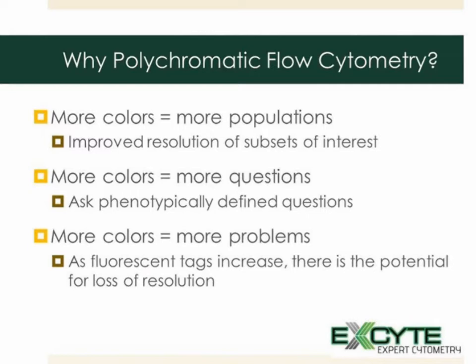These more colors also lead to more questions. We're able to phenotypically define questions and answers, looking at rare event analysis such as stem cells, rare events being produced because of disease states or treatments, all of which require this high-end polychromatic flow. Of course, with polychromatic flow, more colors also means more problems. As fluorescent tags increase, there's a potential for loss of resolution in the markers and in the channels of interest. So we need to take that into account as we build and develop our polychromatic flow panels.